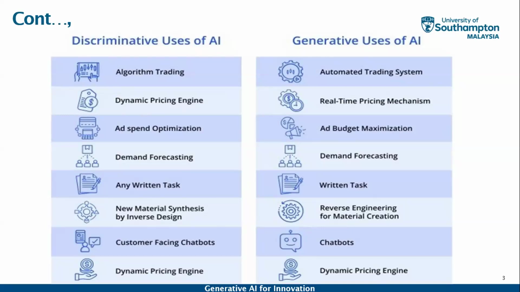And next, ad spend optimization, ad budget spend, because in discriminative it should be spent. But coming to here, ad budget maximization. This can be done. Demand forecasting is the same in both cases. And any written task, whereas in discriminative, but in generative use cases, it should be a written task. Okay. So new materials synthesis by inverse design will be taken, and a reverse engine for material creation.